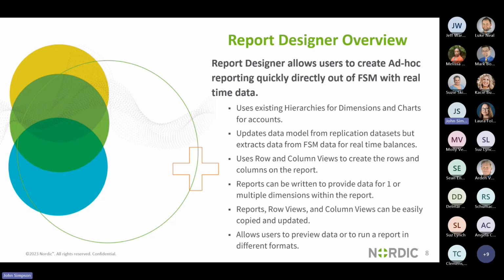So, the row view will dictate what your rows are going to consist of and what dimensions are in your rows, whereas your column views are what's going to dictate what data you happen to have in the different columns in the report. So it could be actuals, last year, budget, variance calculations, and so forth.